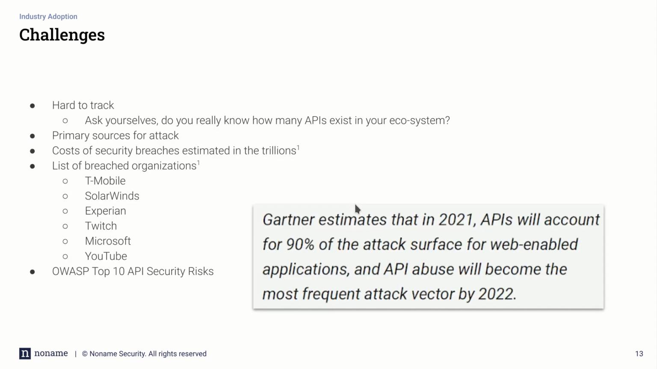And of course, the fact that they're everywhere creates all kinds of different talent challenges, different risks, right? The very first thing you need to ask yourself is, hey, do you know how many APIs exist in your own ecosystem? All right? Do you actually know? Do you have that visibility? And by you, I mean the security apparatus of the organization.